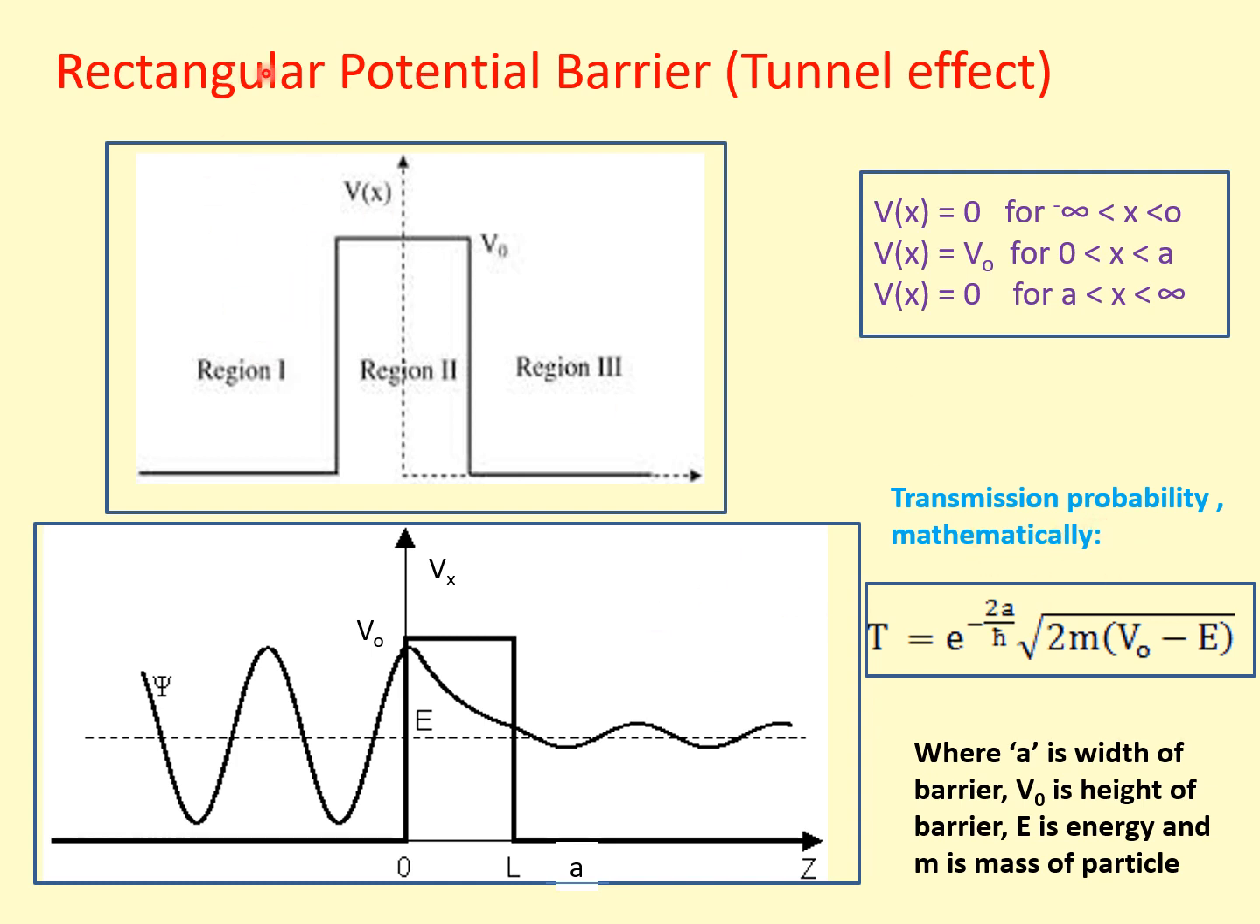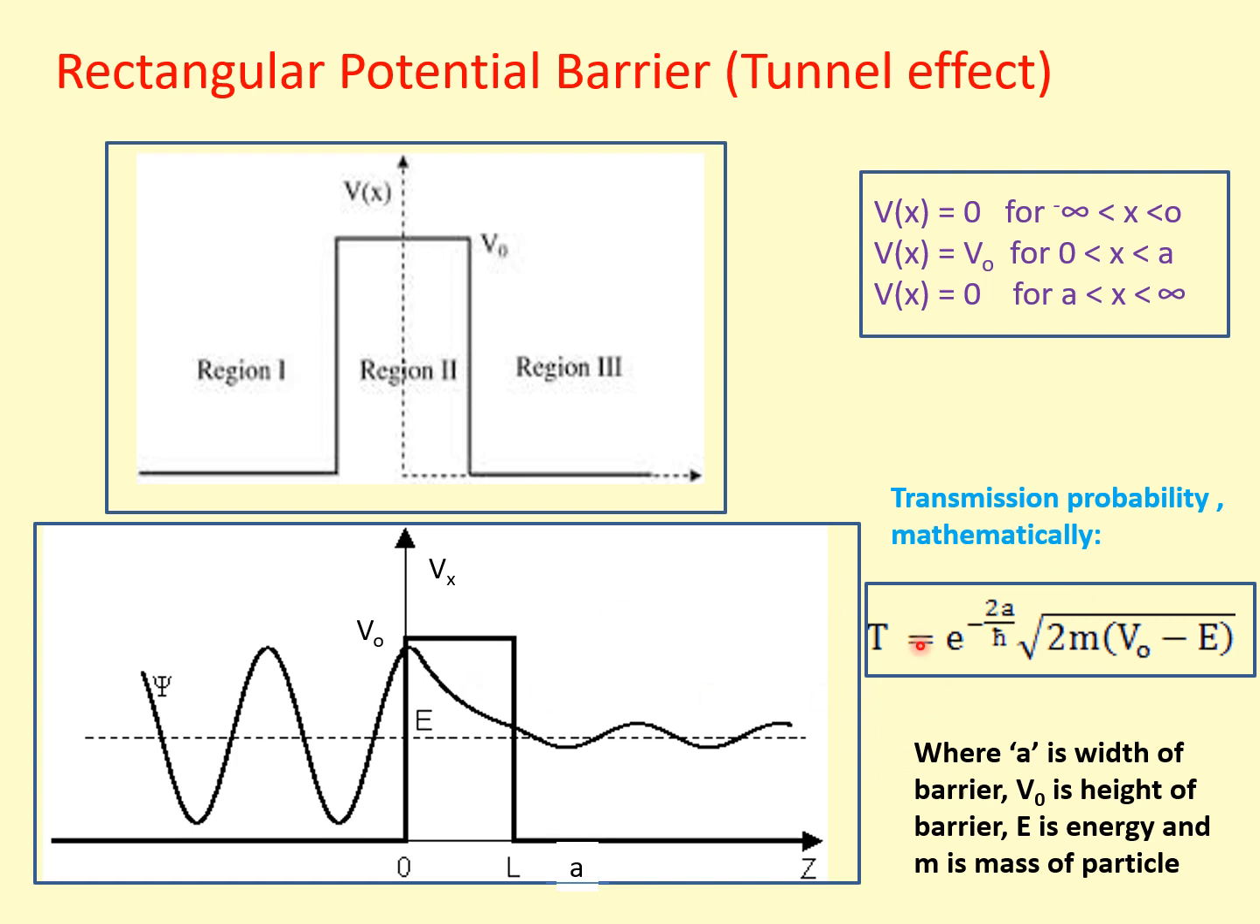So we will see, in case of the rectangular potential barrier, we have region 1, region 2, and region 3, and in between there is a big barrier of potential V naught. So V(x) equal to 0 for region 1 and region 3, and V(x) equal to V naught in between, in region 2. Usually according to classical physics, if the particle has energy E less than V naught, then it cannot cross this barrier.